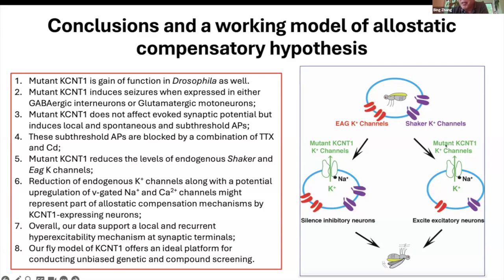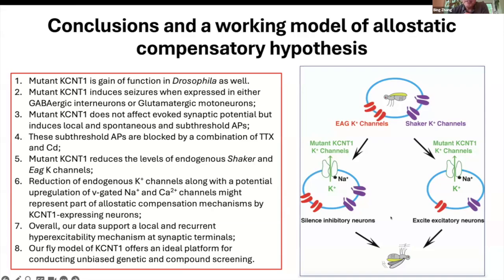But on the other side of the story, if you decrease excitability by mutant KCNT1 gain of function, now the neurons are going to try really hard to maintain that excitability. So therefore, they're going to either increase voltage-gated sodium channel, calcium channel, as well as we can detect here the decrease of endogenous potassium channel, in this case, Shaker channel, as well as EAG channel.